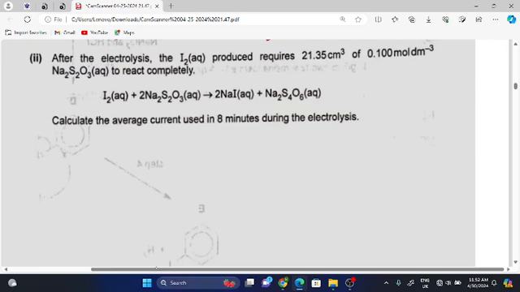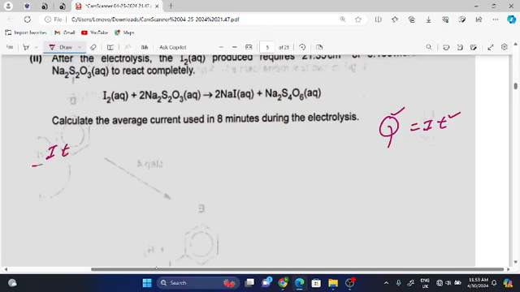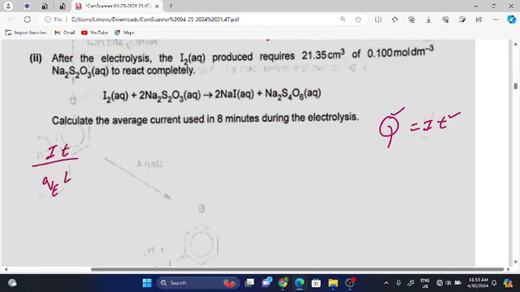After the electrolysis, the iodine produced requires 21.35 cm³ of 0.100 mol per dm³ Na2S2O3 to react completely. Calculate the average current used for 8 minutes during the electrolysis. You need to find Q, which equals I times t. So to find I, you must have the values of t and Q. t is given, 8 minutes, which you convert into seconds, and you need to find the total charge first. So you can use I times t over the charge of an electron times L, which equals n times z, where n is the number of moles.